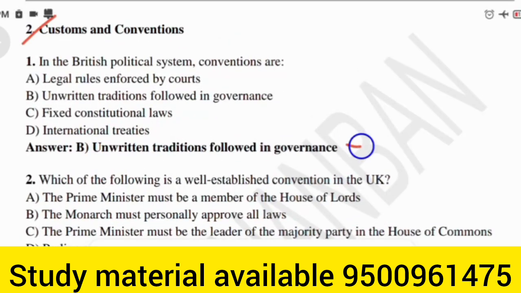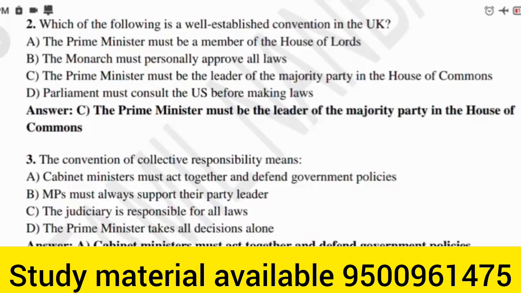Customs and conventions: unwritten traditions followed in governance. Which of the following is a well established convention in the UK? The Prime Minister must be the leader of the majority party in the House of Commons. The Convention of Collective Responsibility means cabinet ministers must act together and defend government policies.